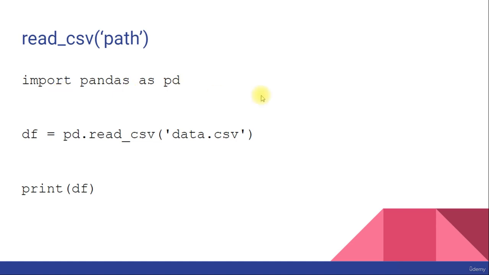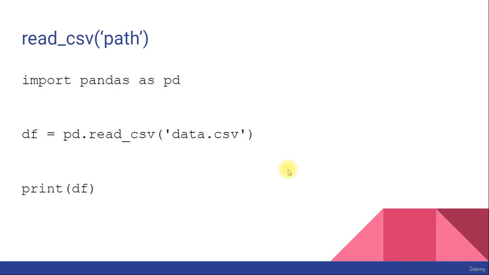So import pandas as pd. Now df, a data frame that we want to make, equals pd.read underscore csv, and here I'll give data.csv. I'm not mentioning any other location like desktop slash xyz folder slash data.csv because I'm assuming that the Jupyter notebook that is running and your data file, the CSV file, both are present in the same directory. If so, then you can simply give the name of the file .csv and it will work directly.